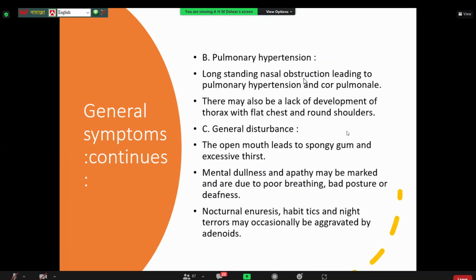Aggravated by adenoids. So there are nasal symptoms, oral symptoms, generalized symptoms, and adenoid cases, which are most important. There are so many questions.